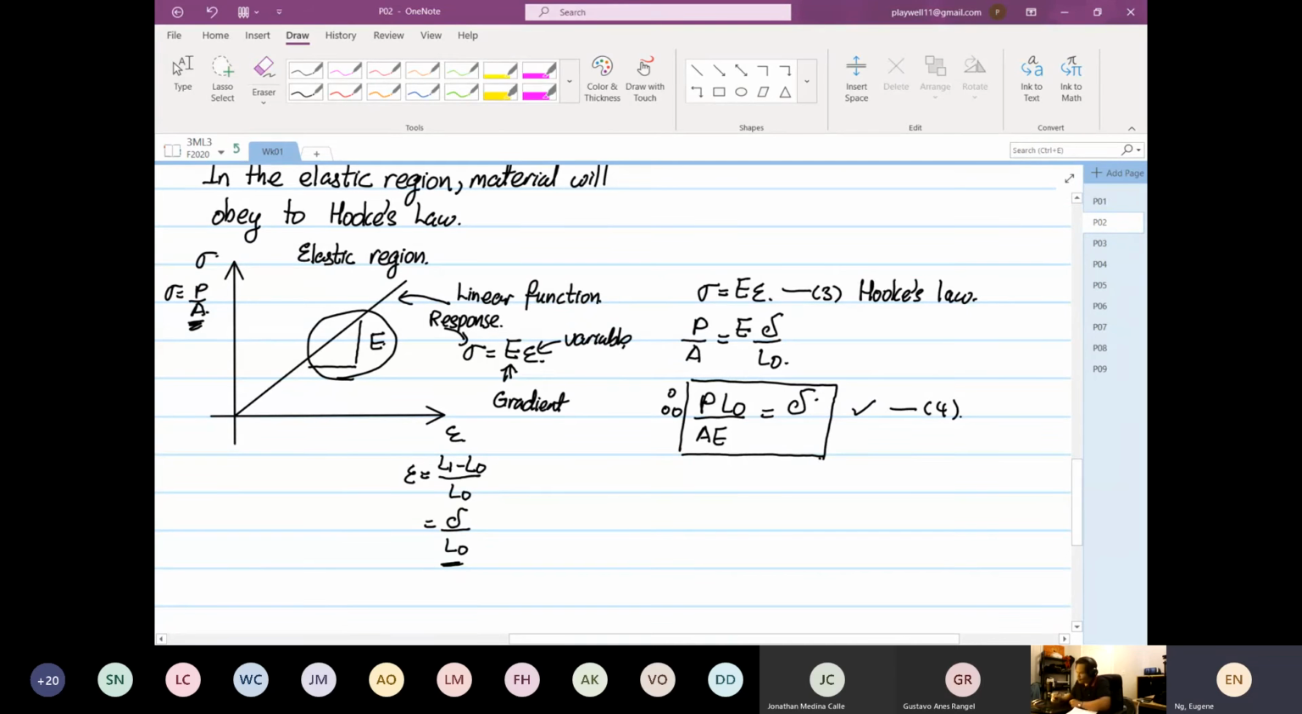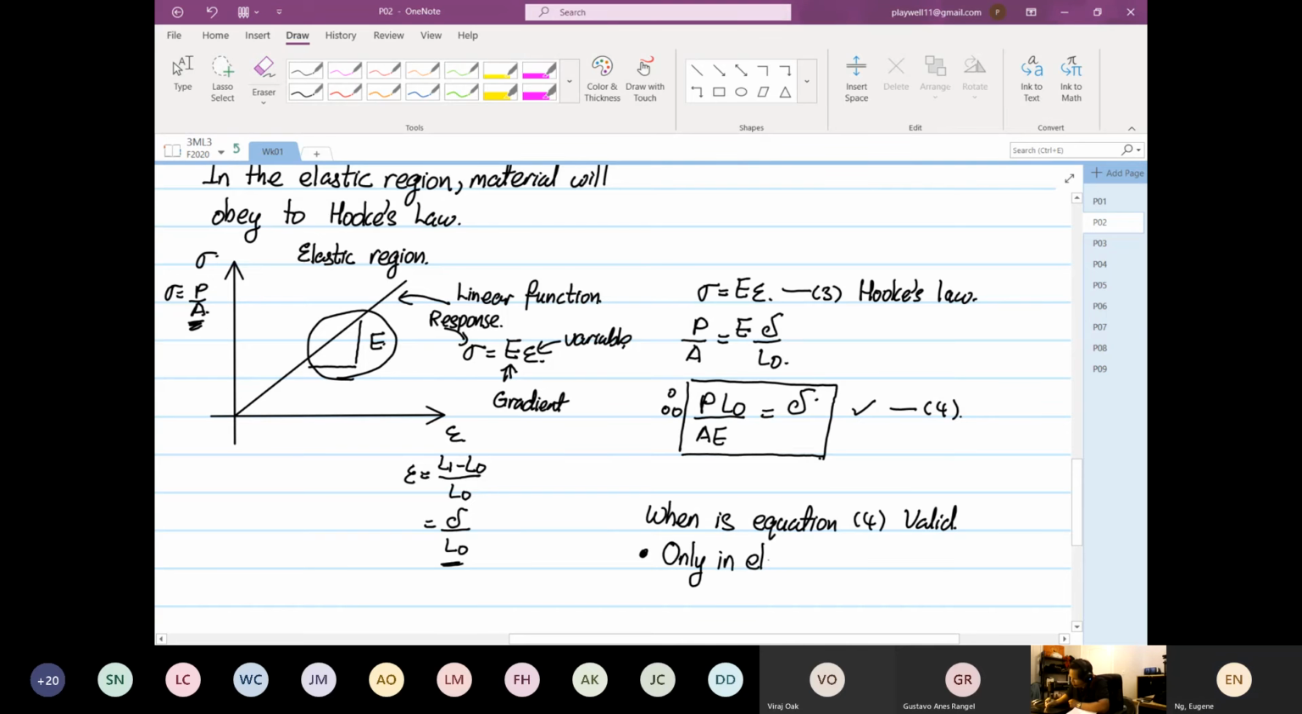So when is equation 4 valid? When can we apply equation 4? Anyone? Only in the elastic region. Yep. Only in the elastic region. Well done. Why do you say that only in the elastic region?